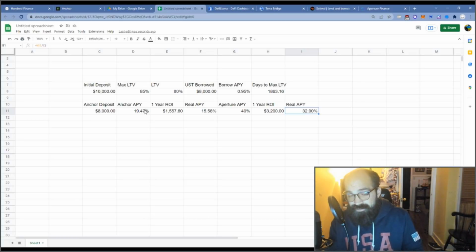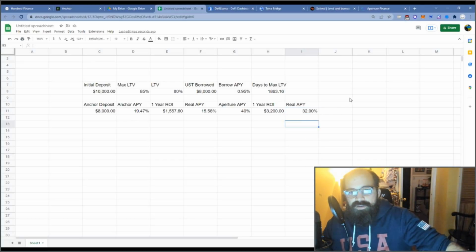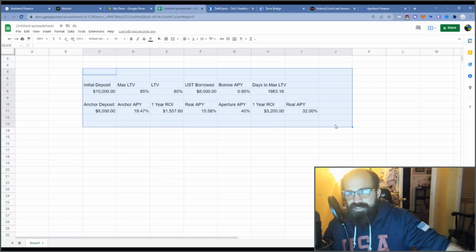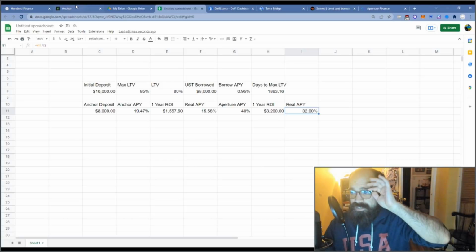And if you're depositing like $10,000, $100,000, $1 million, maybe you want to give yourself every protection available. I get that. So maybe this is a strategy for you. Cool. So that's it in a nutshell. Between 15% to 32% should be relatively consistent as long as Anchor survives. And that's it.